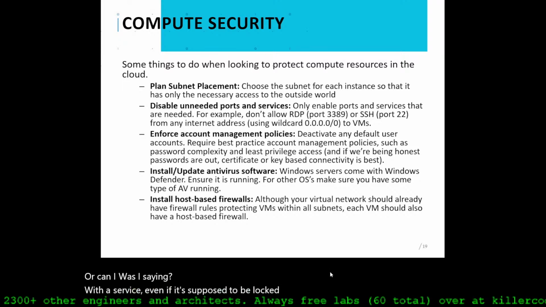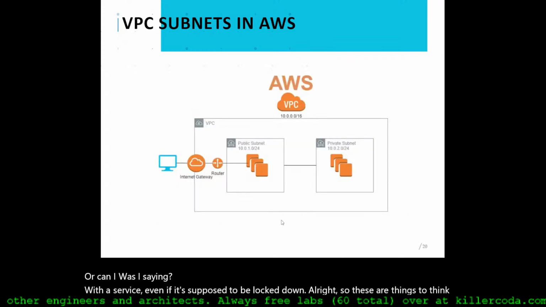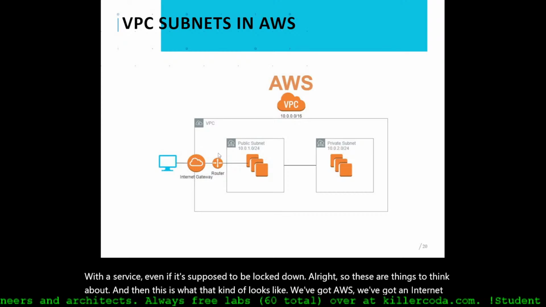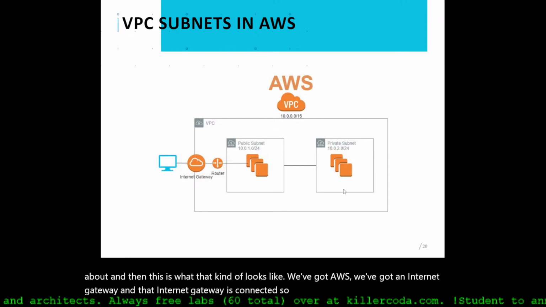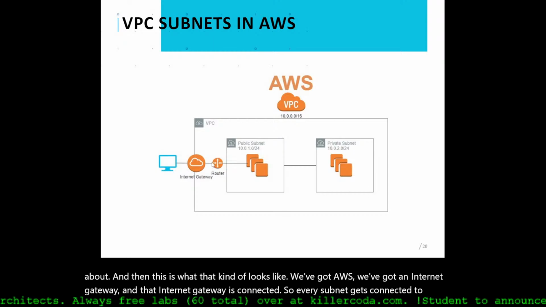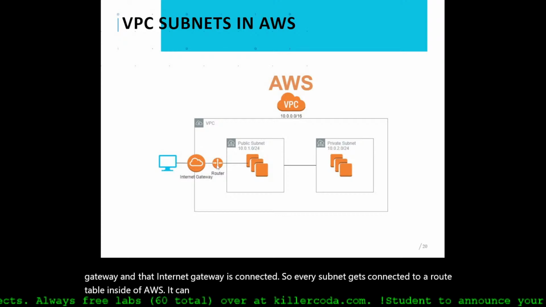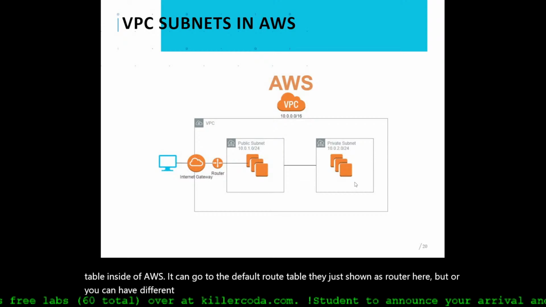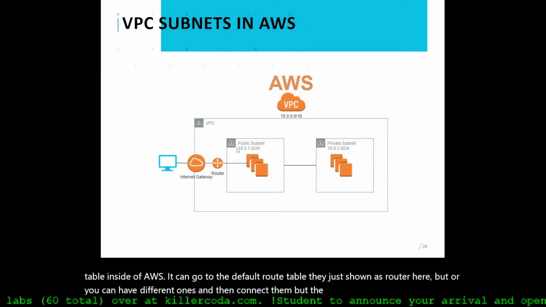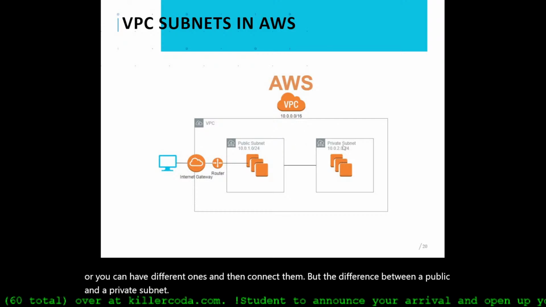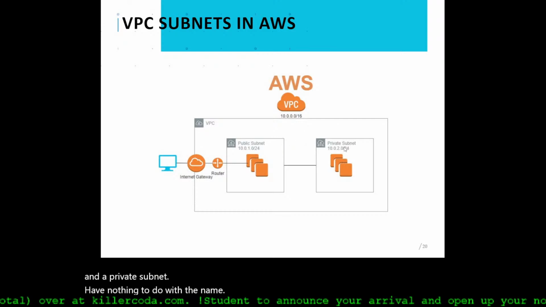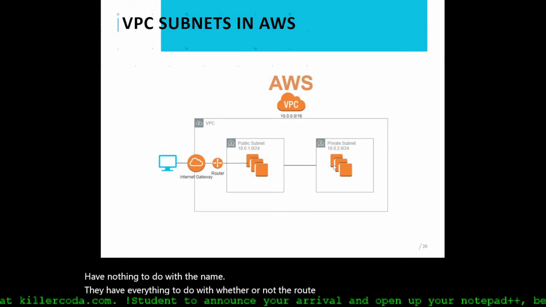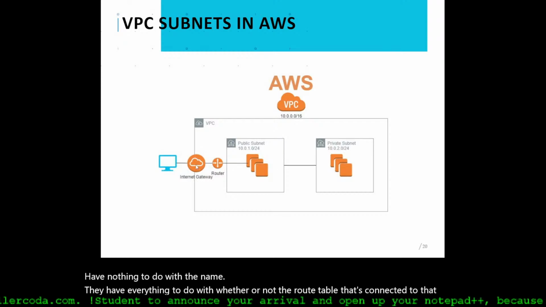All right. So these are things to think about. And then this is what that kind of looks like. We've got AWS, we've got an internet gateway, and that internet gateway is connected. So every subnet gets connected to a route table inside of AWS. It can go to the default route table. They're just shown as router here. Or you can have different ones and then connect them. But the difference between a public and a private subnet has nothing to do with the name. It has everything to do with whether or not the route table that's connected to that subnet has a path to the internet gateway.